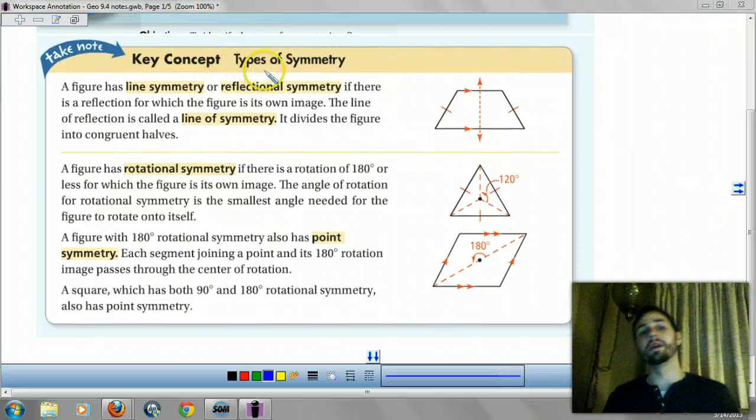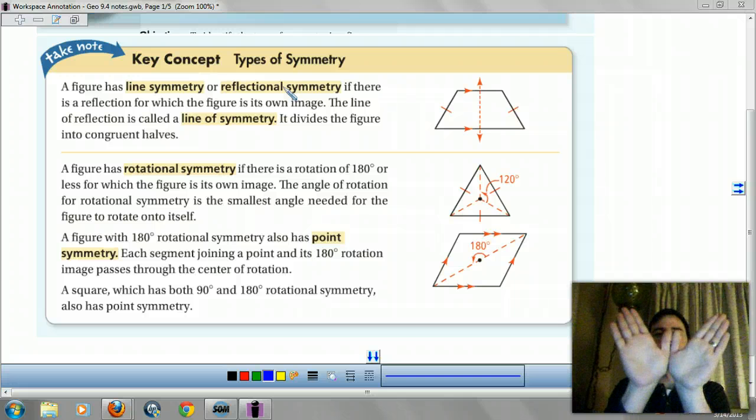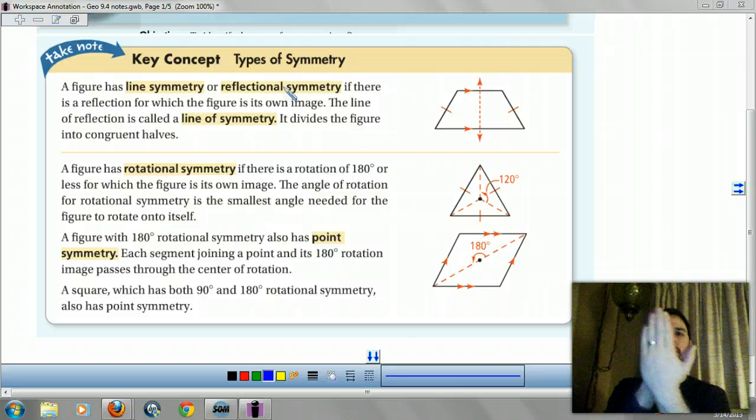The first is going to be called reflectional. And what that means is if I draw a line down it, I can fold it in half and they match up perfectly. Look at my hands. I draw a line right here, fold in half, they match up. That line that I drew would be called the line of symmetry.